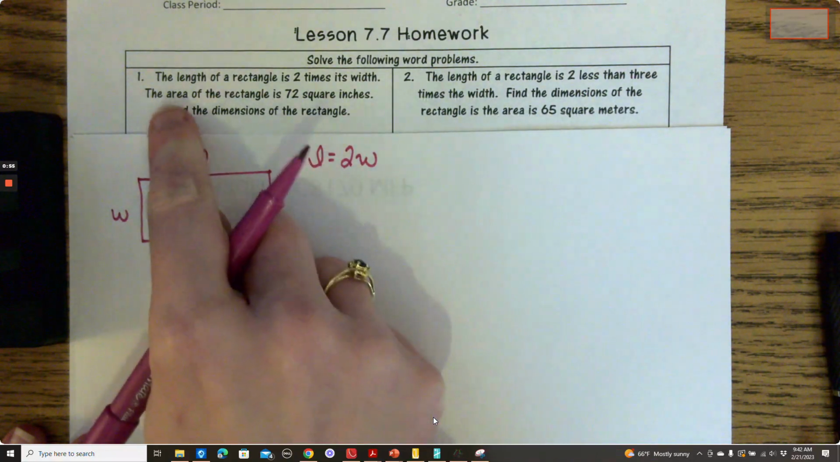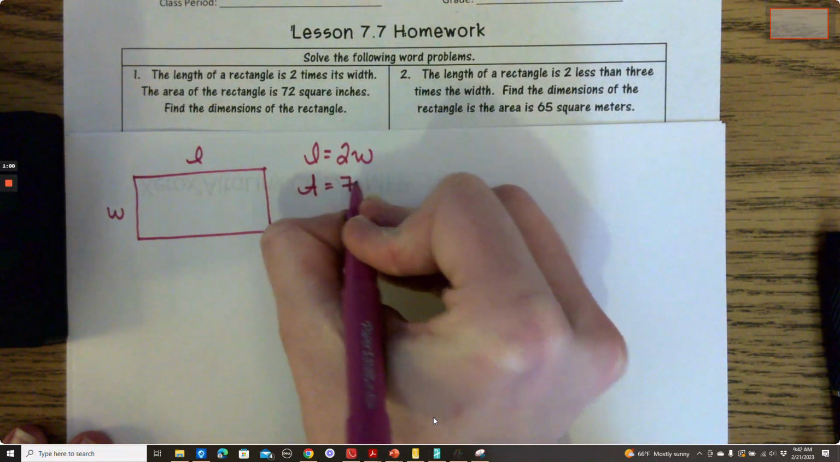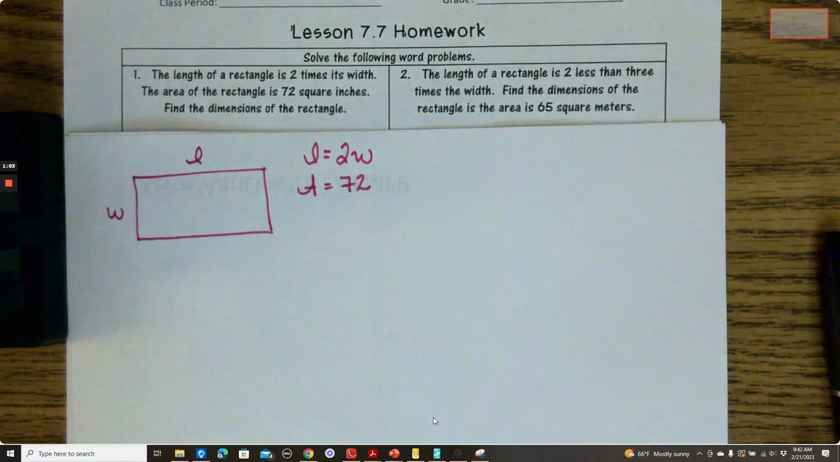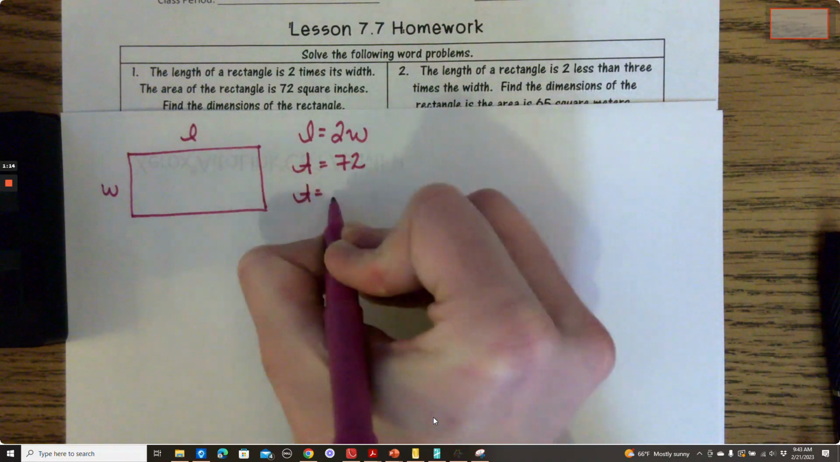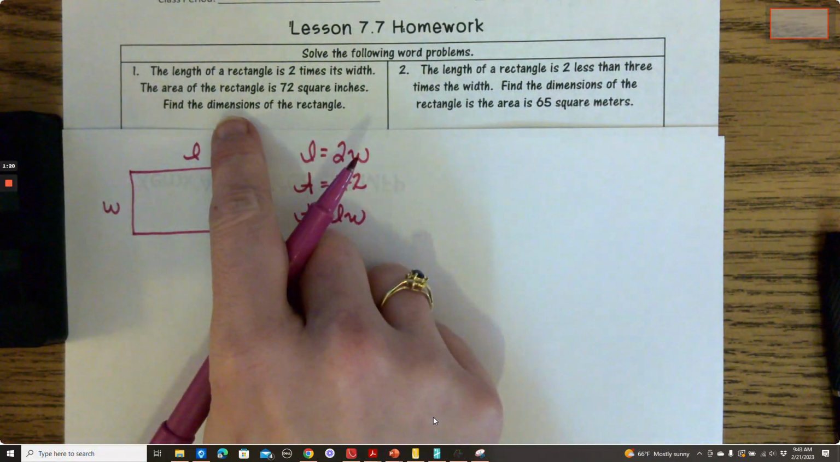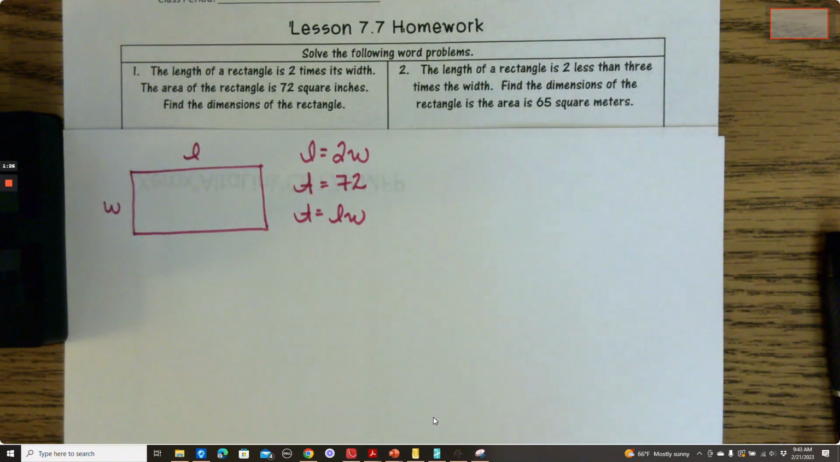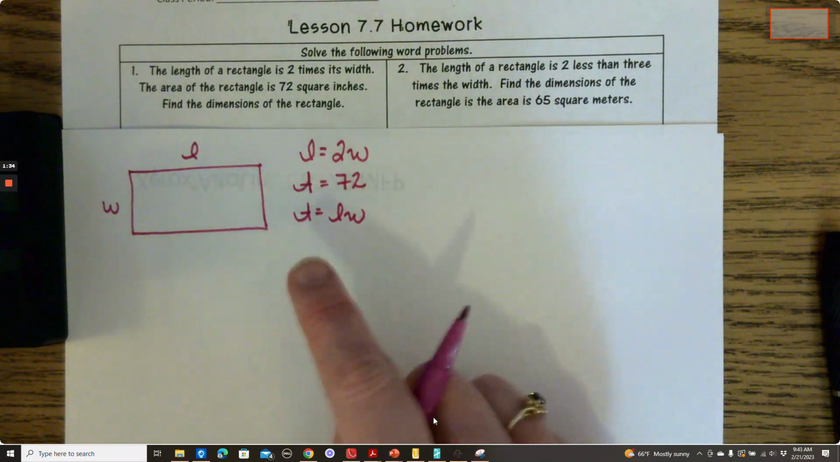Okay? The next one says the area is 72 square inches. So the area of this rectangle is 72. How do we find the area of a rectangle? What's the formula for the area of a rectangle? Area equals length times width. Okay. So the dimensions are the length and the width. They're wanting us to find the 2 side lengths. So we can use everything that we know here.